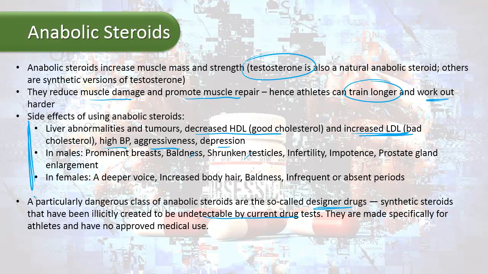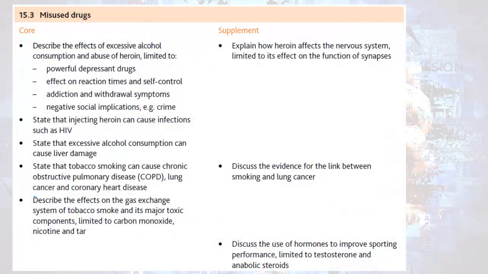And we've had a look at 4 major components that we need to be aware of as far as our syllabus goes. So looking quickly at what our syllabus requires, it says describe the effects of excessive alcohol consumption and abuse of heroin, limited to them being powerful depressant drugs, done. Effect on reaction times and self-control, addiction and withdrawal symptoms. Negative social implications, such as robbery, crime, etc., which we spoke about. Heroin affects the nervous system, we said that, limited to its effect on the function of synapses.